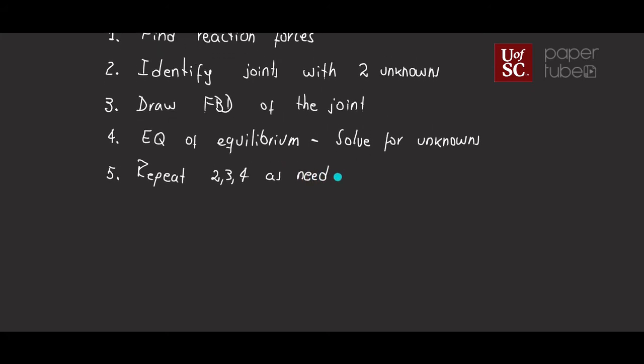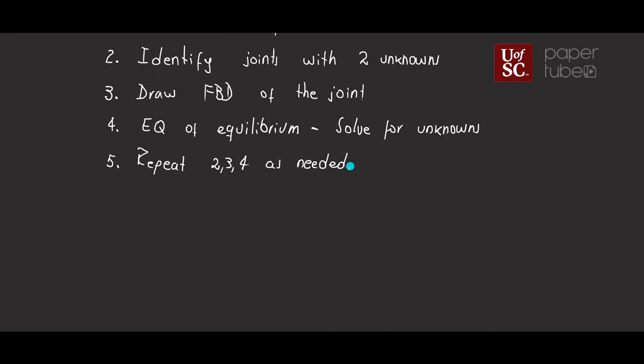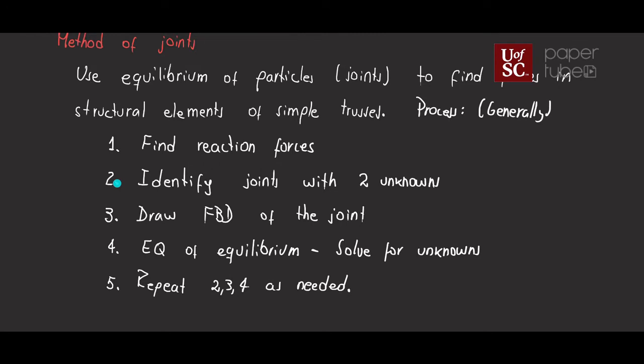So let me explain this. What happens is, once we identify a joint that has two unknowns, and we solve for those unknowns, then another joint in the problem might actually have two unknowns or less, right? So we can basically go joint by joint, finding the unknowns on all of the forces in the structure, if that's what is needed. But overall, we're going to try to follow this process in our problems. Again, the first step of finding the reaction forces is not needed in all of the problems, but if you're not sure whether or not you need it or not, my suggestion is go ahead and do it. Why not? Okay, so let's look at an example.